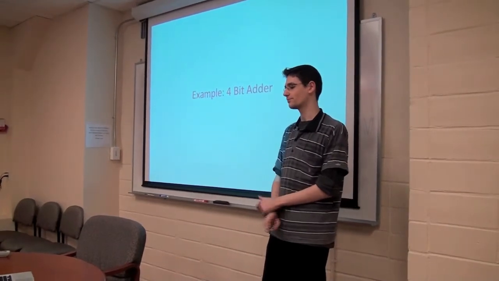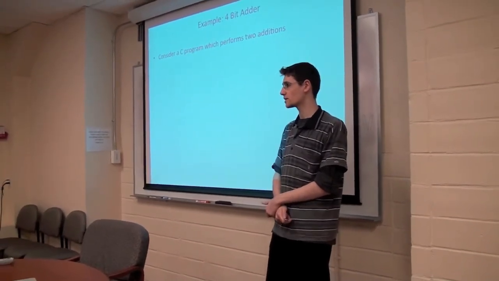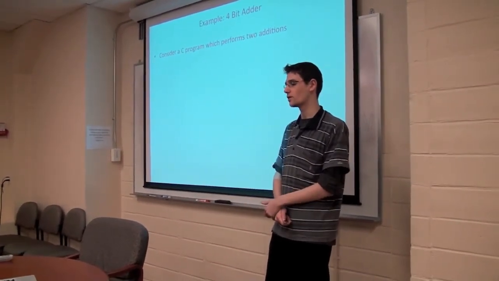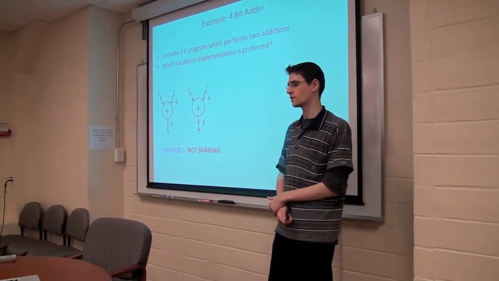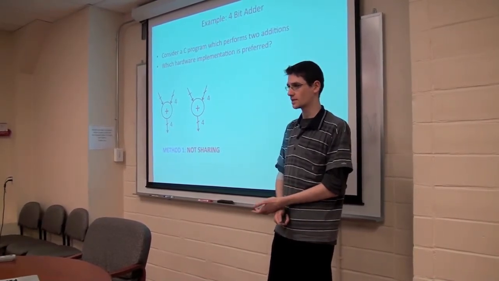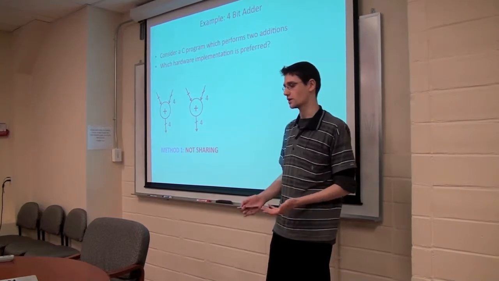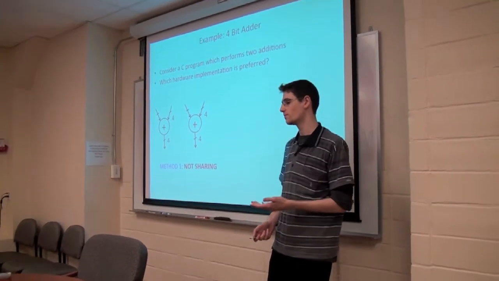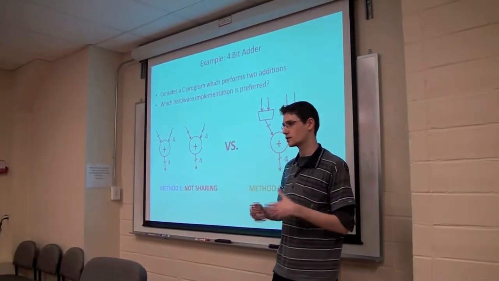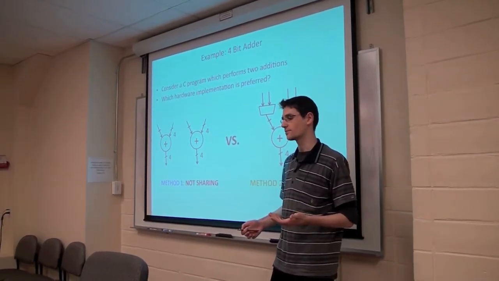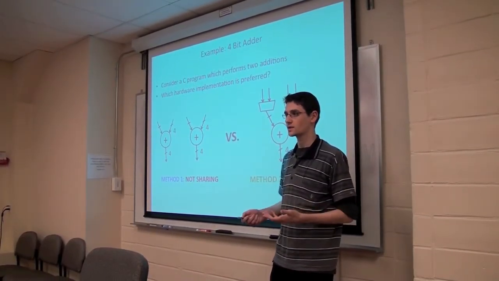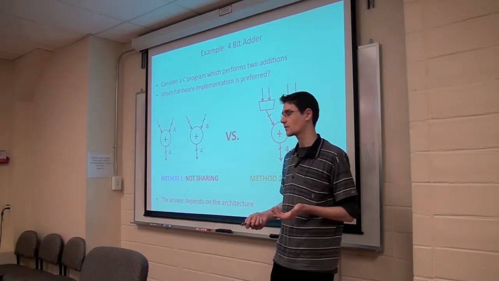Consider a 4-bit adder. Once again, consider a C program which performs addition twice. We'll say each is a 4-bit addition for simplicity. But once again, there are two implementations in hardware. You can have separate hardware adders, like this. We'll call this method 1. Or you can have the same adder which is shared by adding multiplexing on the inputs. And in fact, which implementation is preferred depends on the architecture.